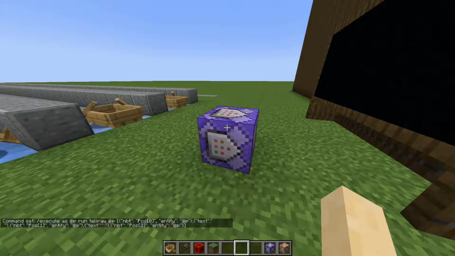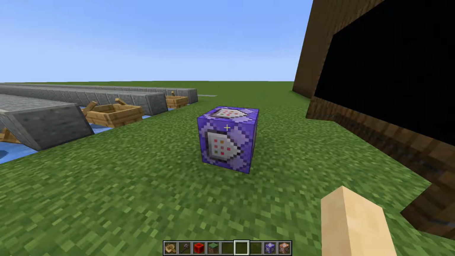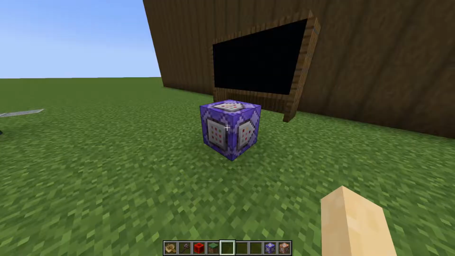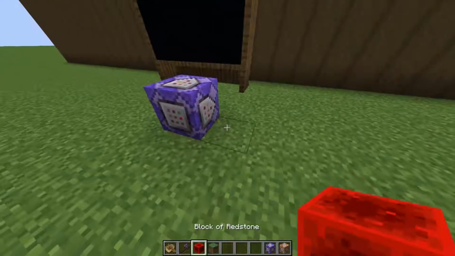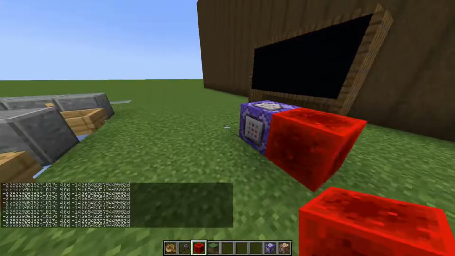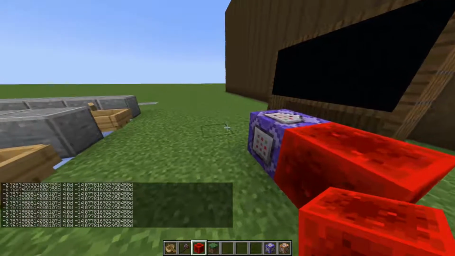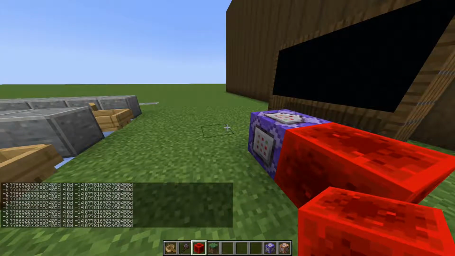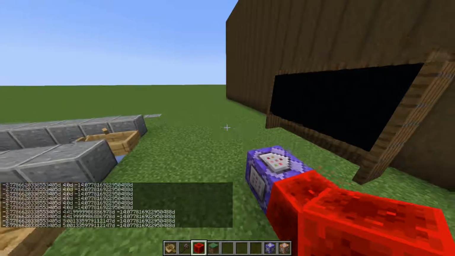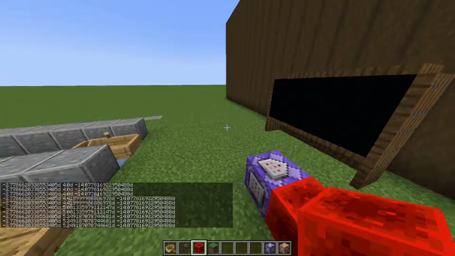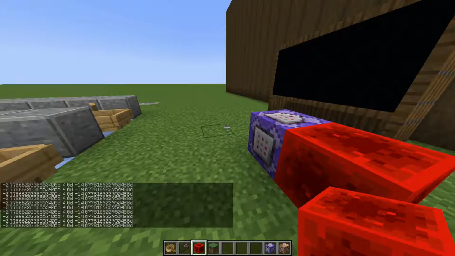I can then access the data in the log file that's saved in the .minecraft folder on my computer, and I can import it into a spreadsheet and work with it there. To activate it, I just place a block of redstone next to the command block, and immediately it starts printing my coordinates. You can see the middle one is 4.0, and when I jump, it increases. The middle coordinate is the y coordinate that corresponds to the height.